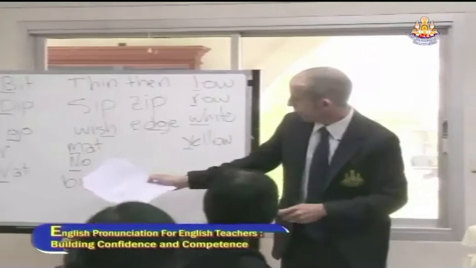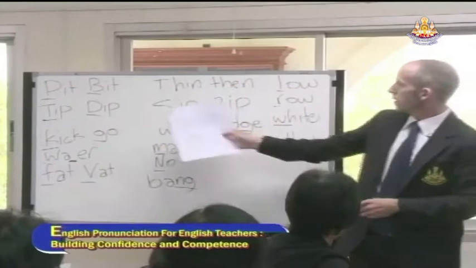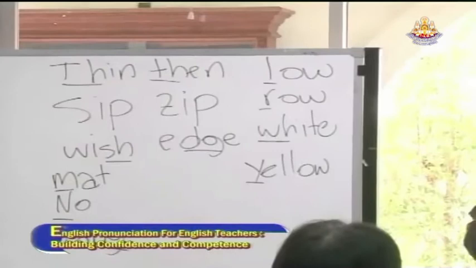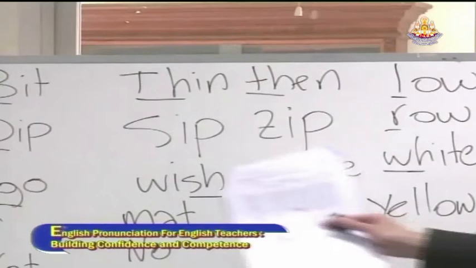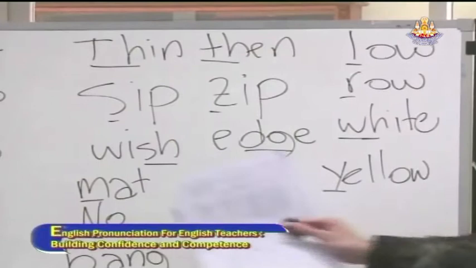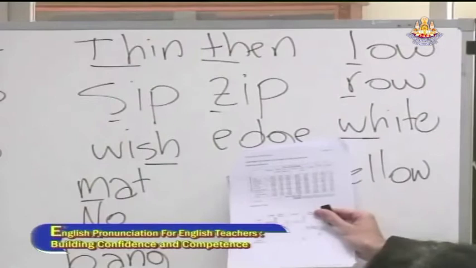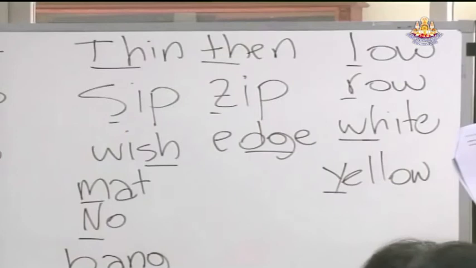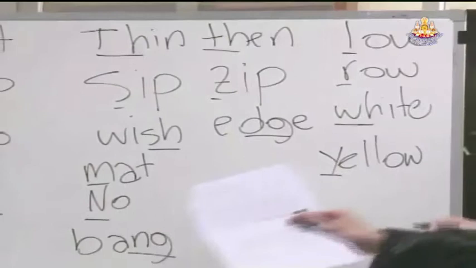And then I have fat and vat. And I have thin and then. And remember, these are different sounds in English. Thin, not voiced. Then, voiced. I have sip, zip. I have sh, wish, edge. Okay. Edge, good. That's there, the M, mat, the N, no. Bang.